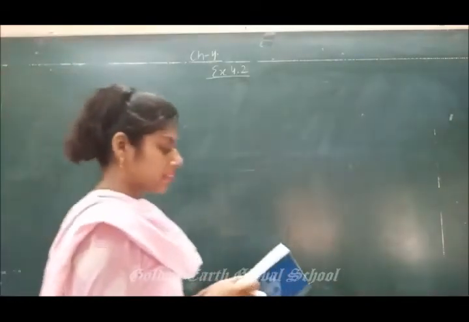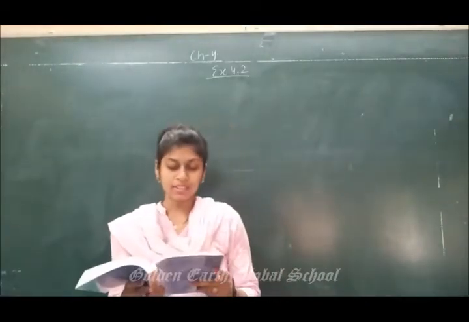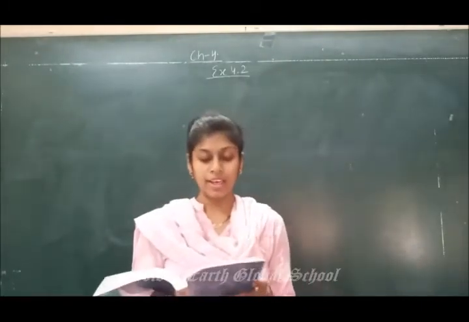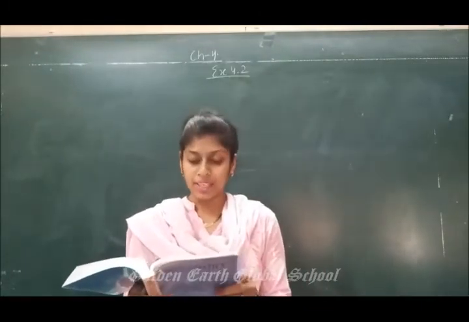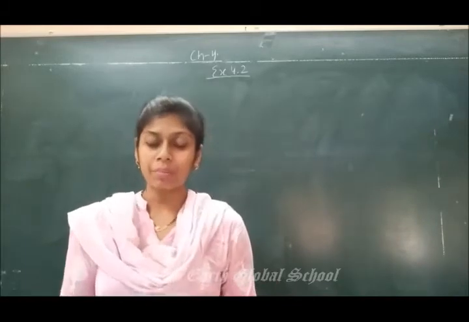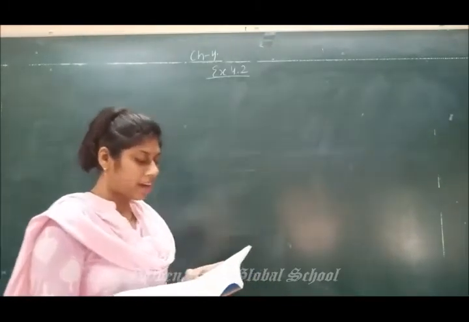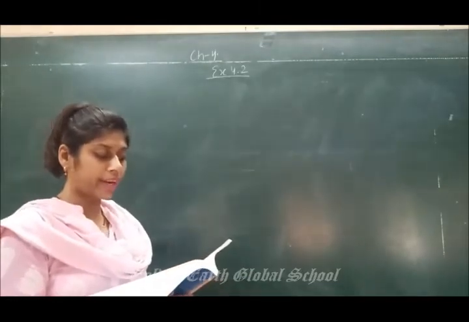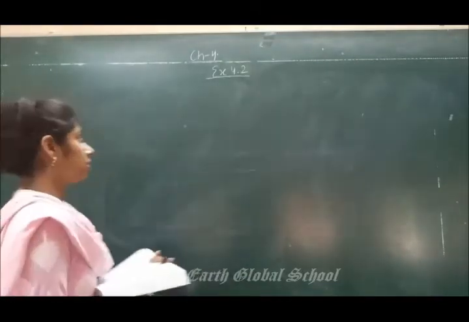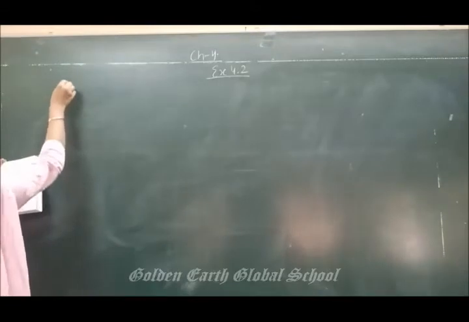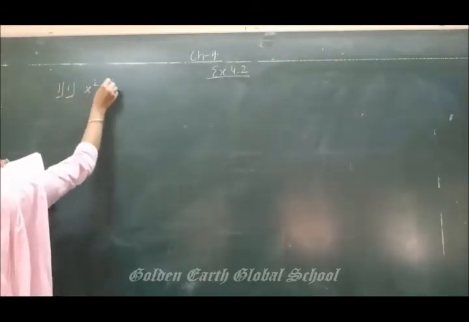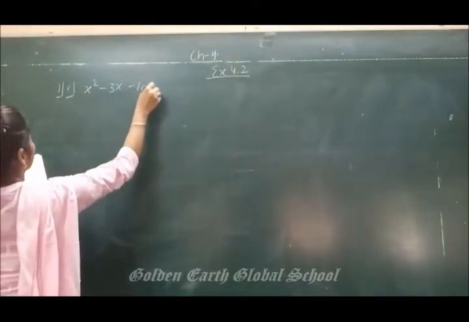Next, exercise 4.2. In this exercise, we will do the factorization as we have done in chapter 2. Factorization means middle term splitting. In this exercise, we will do middle term splitting. Find the roots of the following quadratic equations by factorization. See, first question: x square minus 3x minus 10 equals to 0.